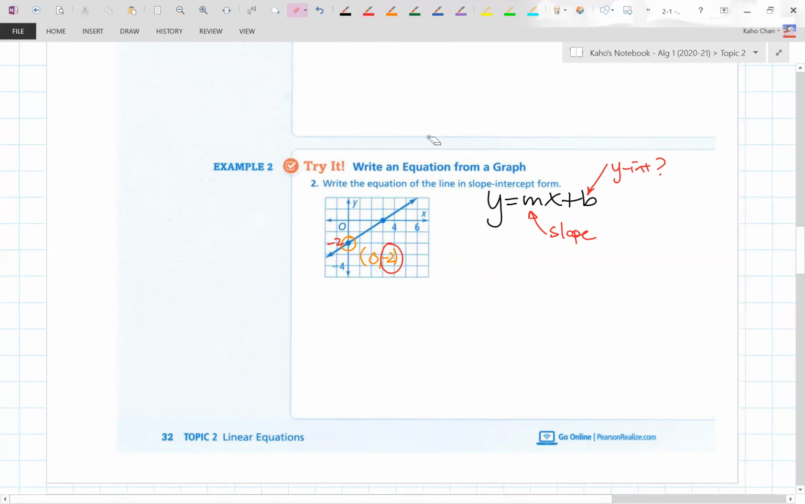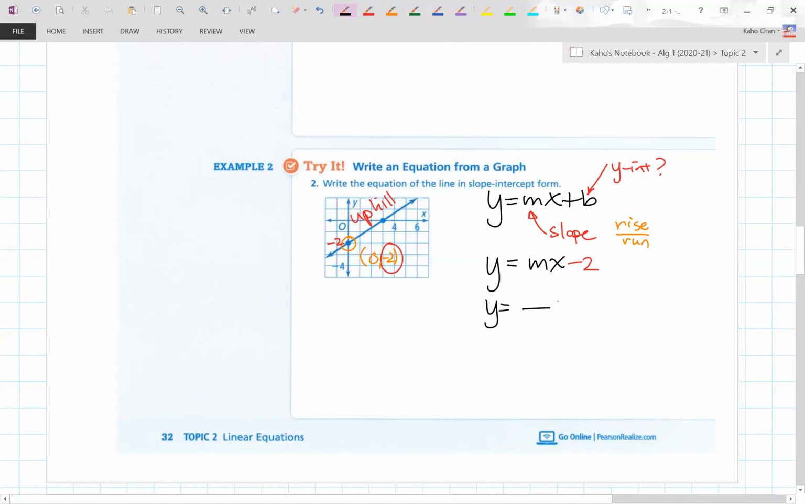y equals mx plus -2, or I don't care, minus 2. It's the same thing. Halfway done. All we have left now is finding the slope. Slope in this case is rise over run. This particular line is going uphill, which tells me my answer has to be positive. Okay, here we go.